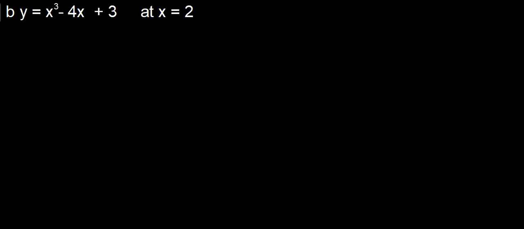Okay, so the second one says that y equals x cubed minus 4x plus 3, at x equals 2. It's the same process. For that reason, I want you guys to stop the video and try it by yourself and see if you get the answer. This is also the same process.